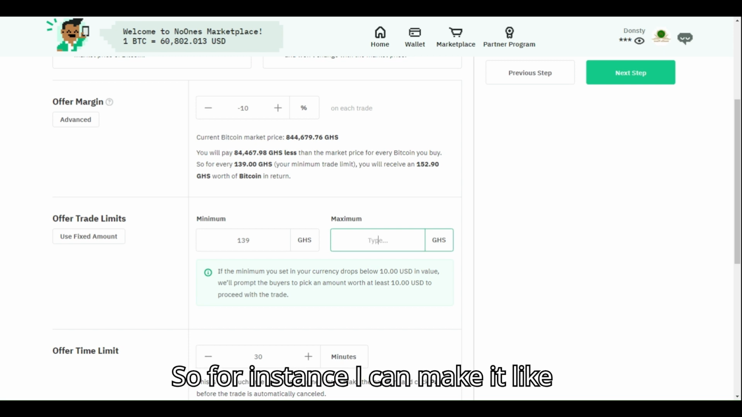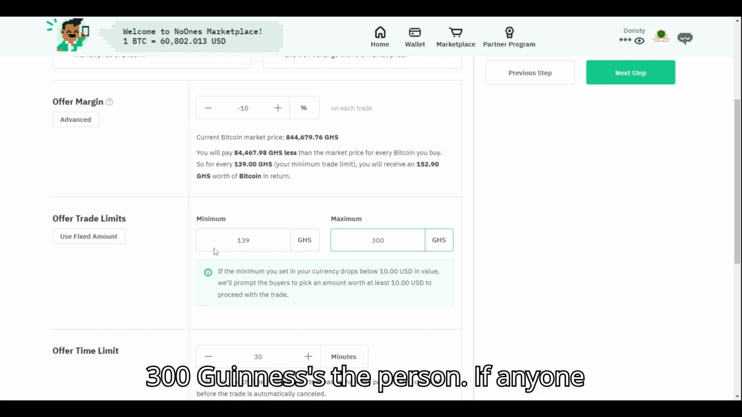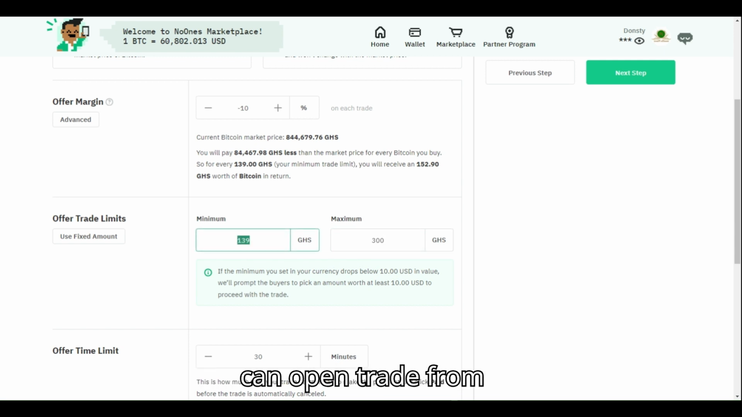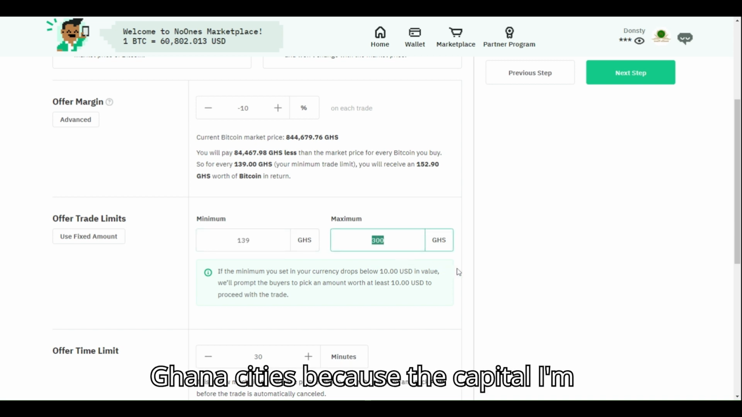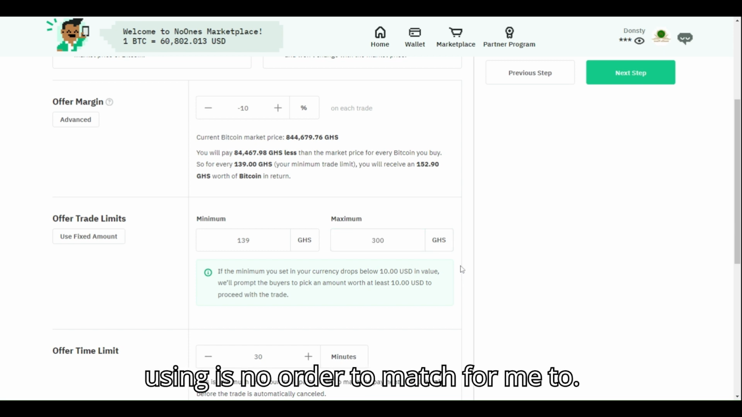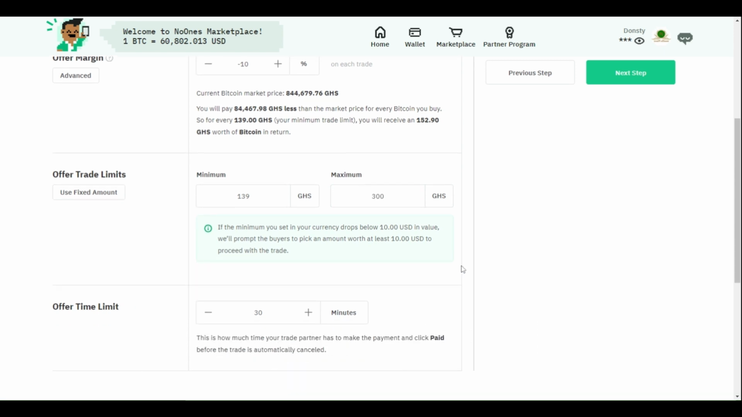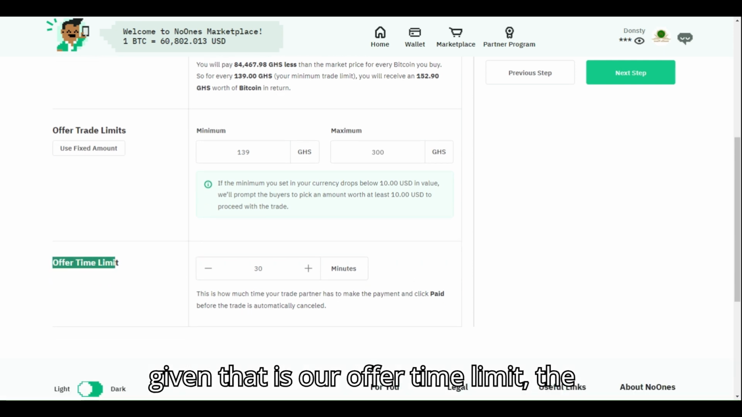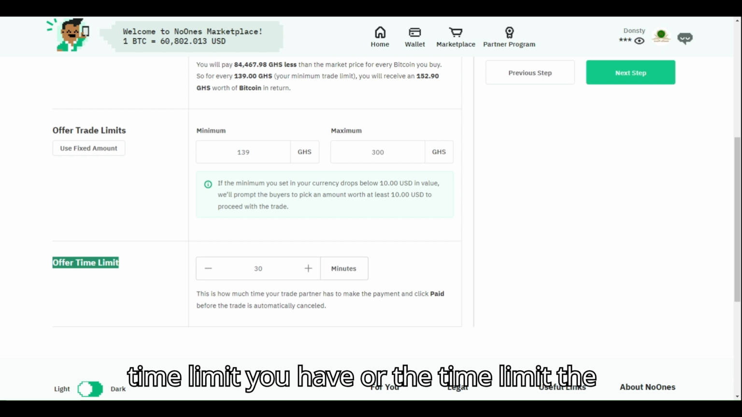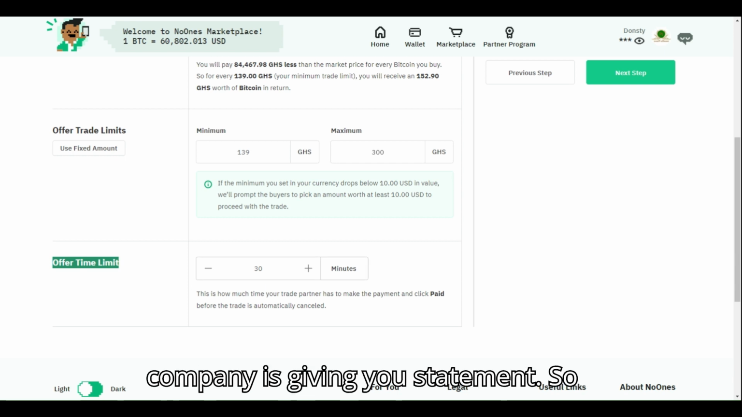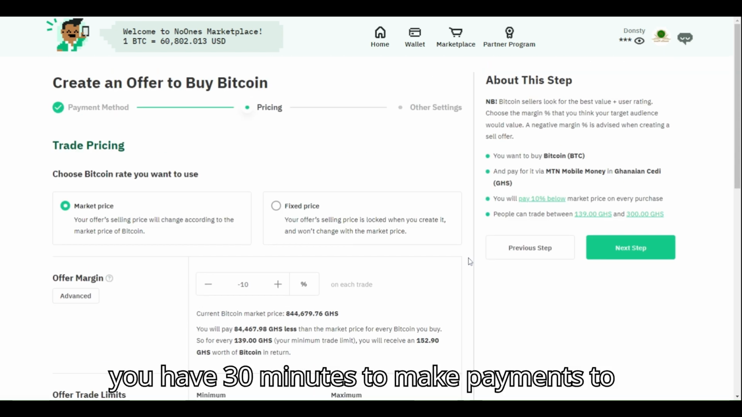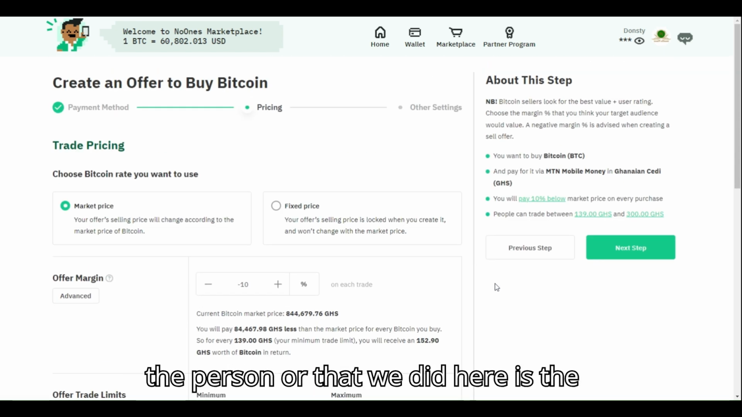So for instance, I can make it like 300 Ghana cedis. If anyone wants to open a trade with me, the person can open a trade from 139 Ghana cedis to 300 Ghana cedis, because the capital I'm using is not all that much for me to buy more at a particular time. This is our offer time limit. The time limit the company is giving you is 30 minutes. So after someone opens a trade with you, you have 30 minutes to make payment to the person.